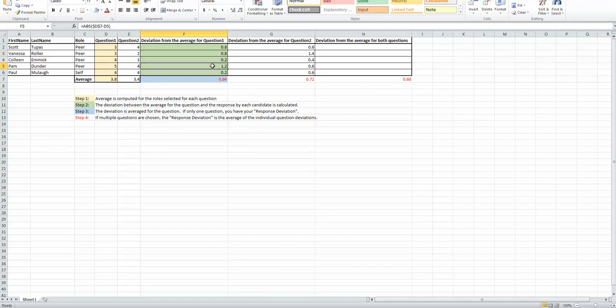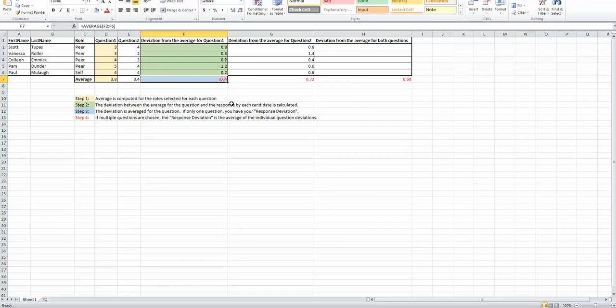For 5, you get 1.2. Step 3 is you get the average for all of those in the question. So I'm averaging all of these values together. If I only do one question, that is my response deviation, 0.64.